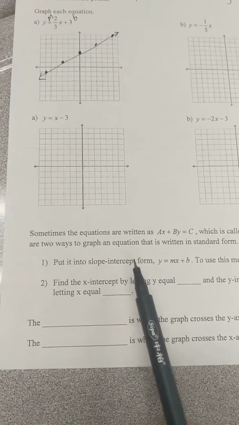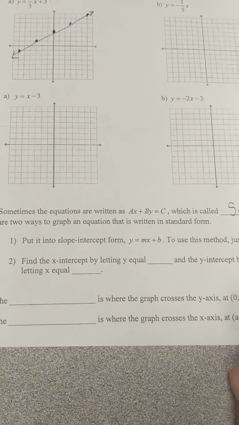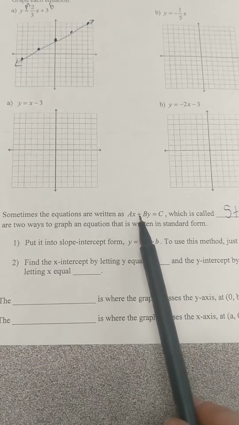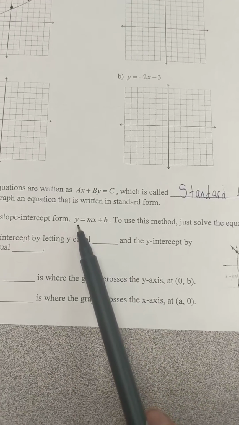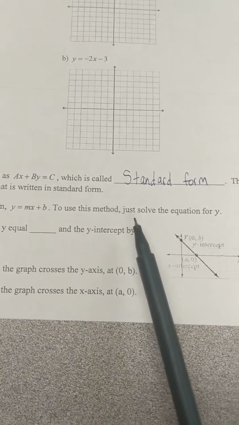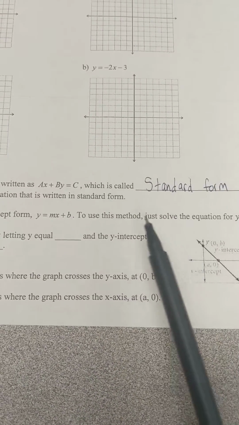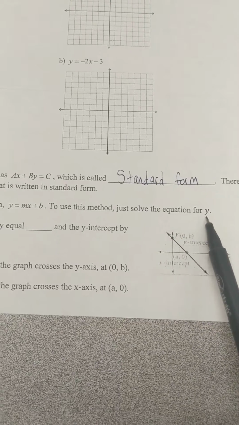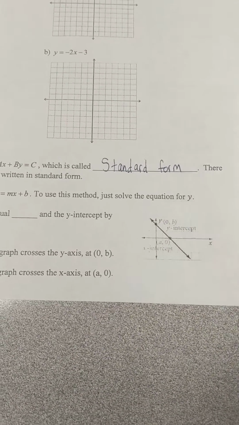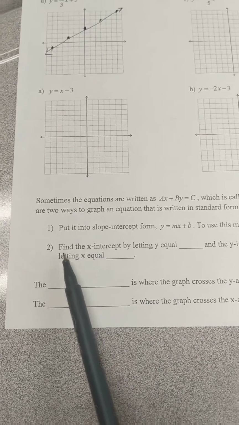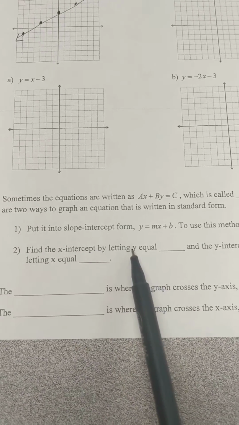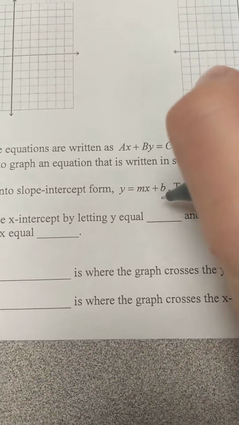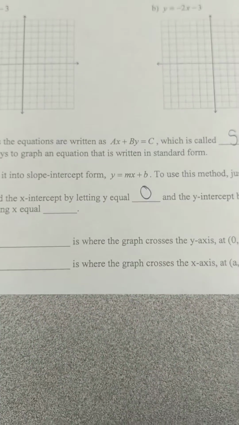There are 2 ways we can graph equations that are written in standard form. First, you can convert ax plus by equals c into slope-intercept form. Remember, y equals mx plus b. And you can then use that method to graph. You do this by solving your equation for y. And you'll see in a little bit how we can do that. The other method, which is the method we're actually going to start with, is you can very easily find your x and y intercepts. You'd find your x-intercept by plugging 0 in for y and solving for x.